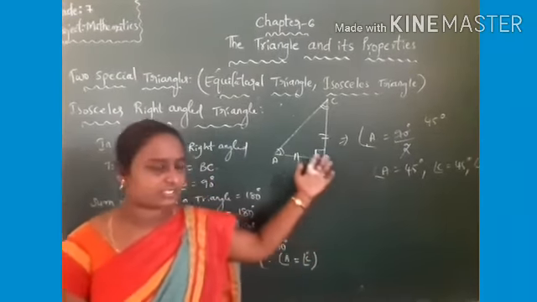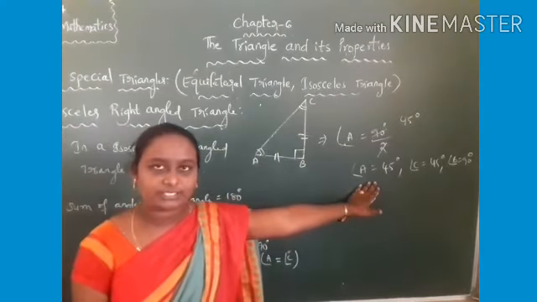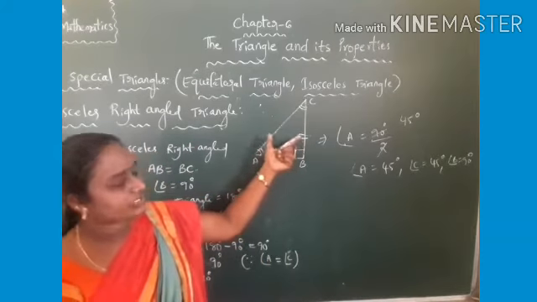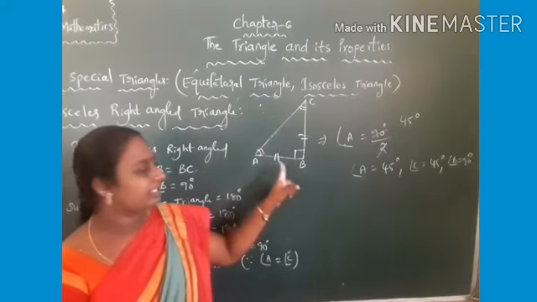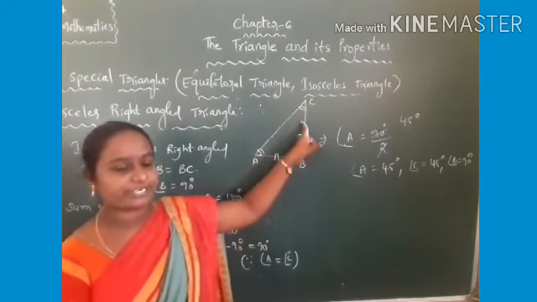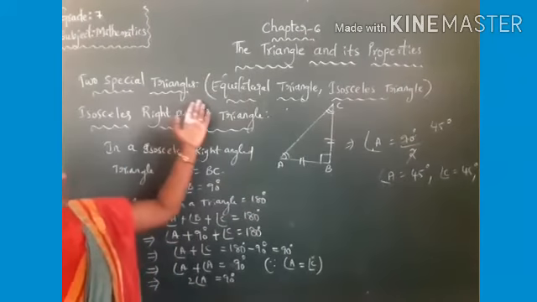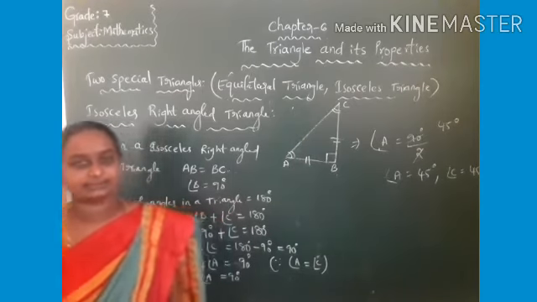After observation also, the sum of angles in a right angle triangle is 180 degrees. Here in an isosceles right angle triangle, two angles are equal. One angle is 90. You got it or not? 45, 45. Yes, these are the special triangles, equilateral and isosceles triangles.